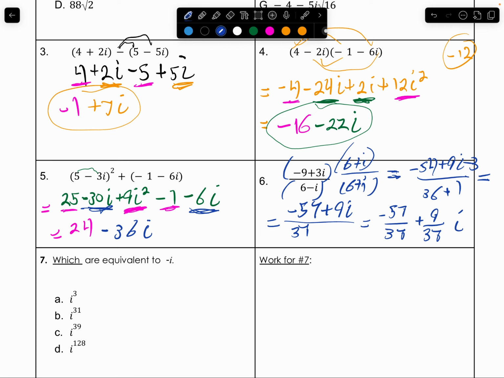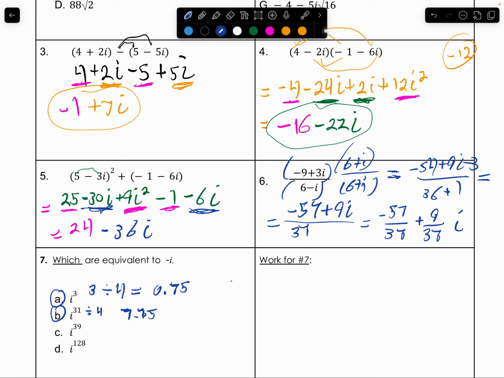So if we do 3 divided by 4, that has a remainder of 0.75, which tells us that this first one is one of our answers. Okay, it's equivalent to negative i, yeah. If we do the second one, 31 divided by 4, we get something like 7.75, and then we have 0.75, so that one's good too.